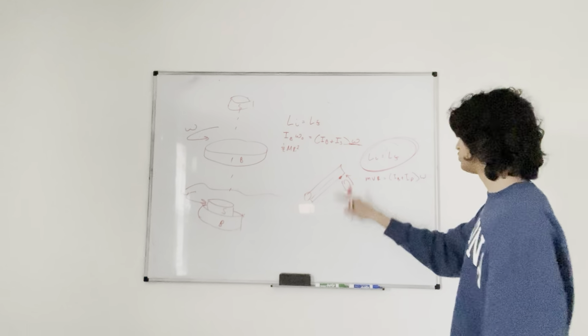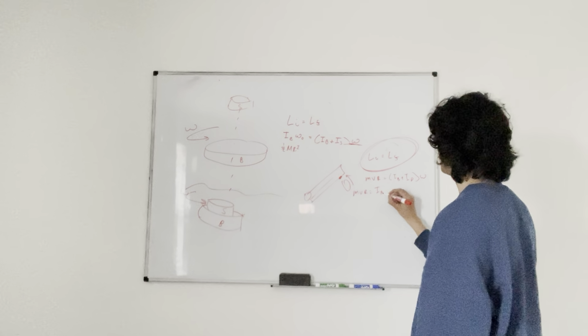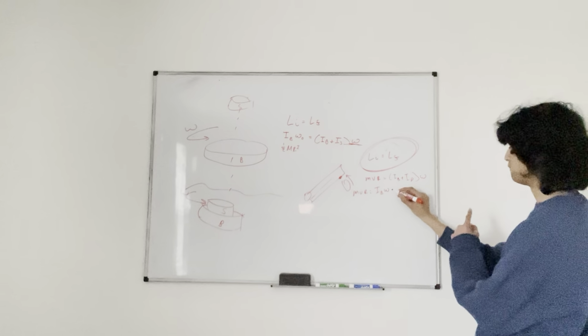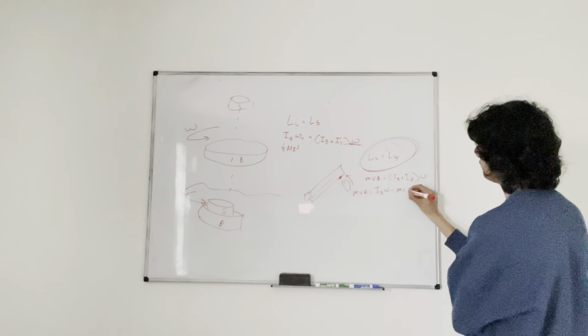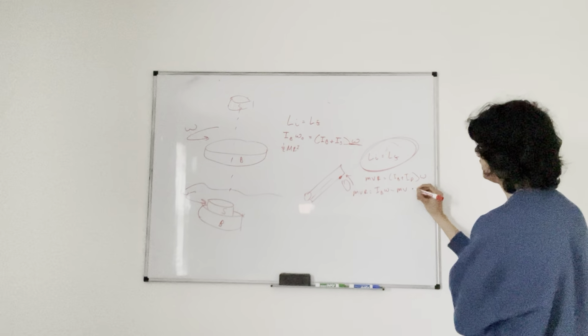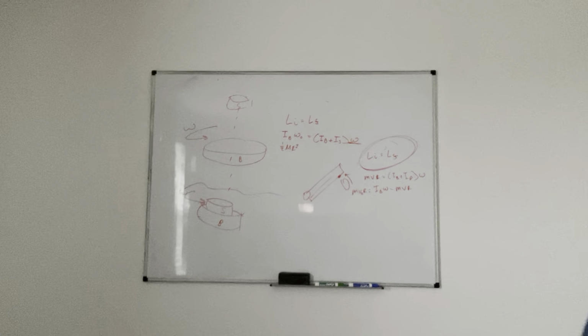If the bullet bounces back, then you do mvr, same thing, equals I_B omega minus, we're doing minus, mvr, with a v naught. If it bounces back, it's in the opposite direction. This is going to rotate this way, this is going to go back. They're in opposite directions, so we use a minus. Honestly, that might be the majority of SEP 5.